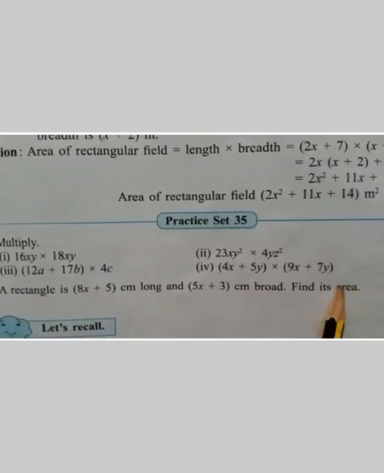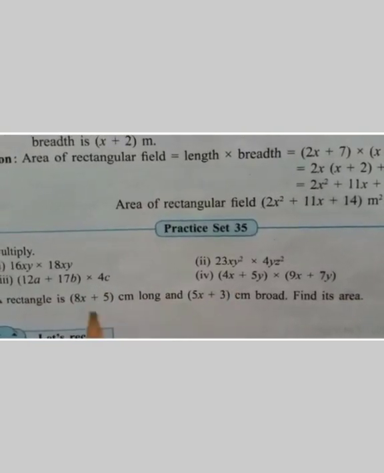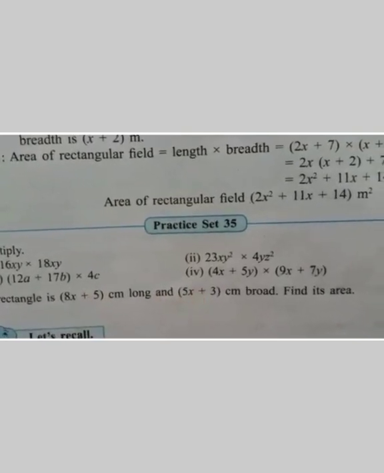What is the formula for area of a rectangle? Length into breadth. Now you know the multiplication of a binomial by a binomial, so you can multiply these two and you will get the answer.